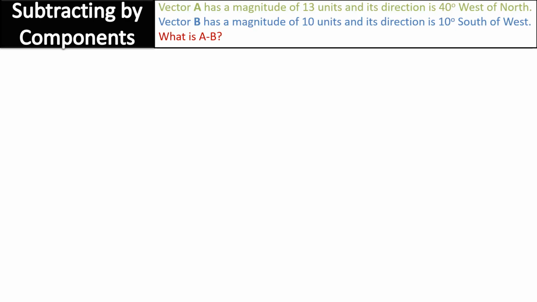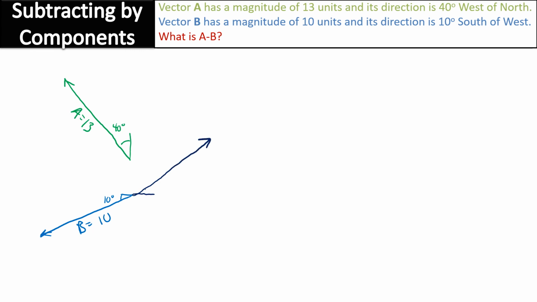So now we could subtract by components too. Vector A has a magnitude of 13 units and its direction is 40 degrees west of north, so that looks like this. B has a magnitude of 10 units and its direction is 10 degrees south of west. So if you were going to subtract those two, if it's A minus B, you got to flip B. And I'm going to draw flipped B this way. And this is an alternate interior angle. So B, the magnitude is the same, it's just pointing in the opposite direction. So that's how you would do that.